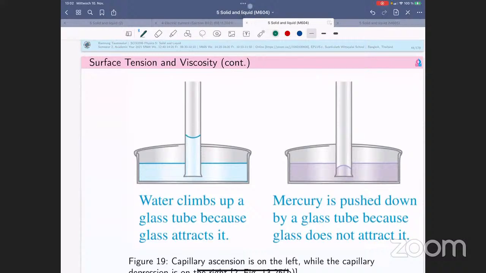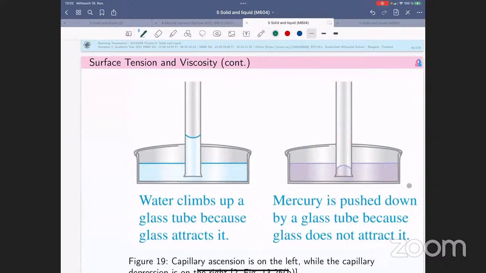And in the opposite way, we consider the opposite case on the right side. It's mercury. Mercury behaves in a different way. Mercury doesn't have a higher level of its surface compared to the mercury surface in the big container.